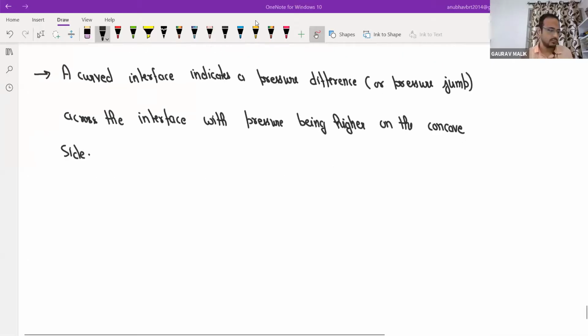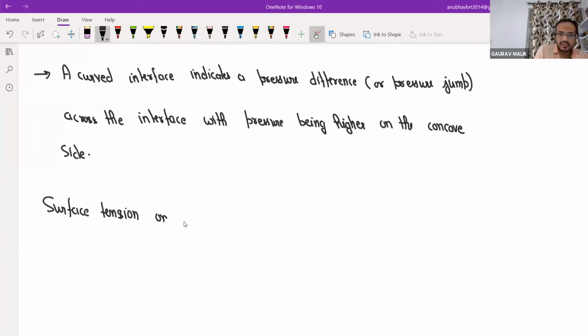So write down the first out of three derivations: surface tension on a liquid droplet.